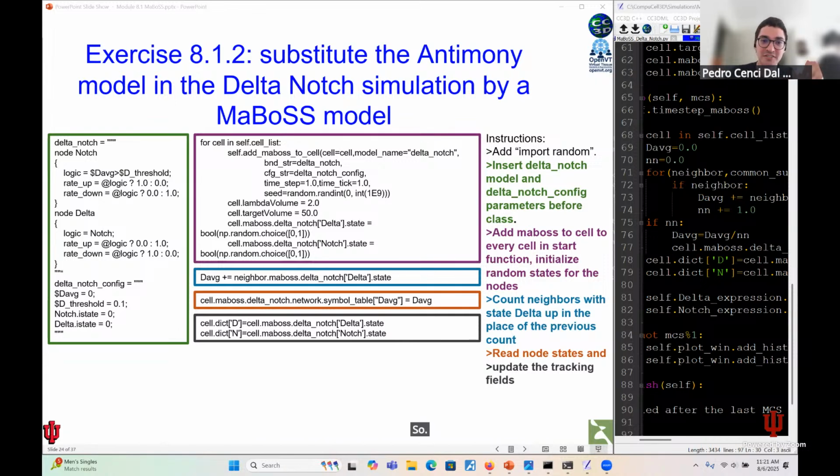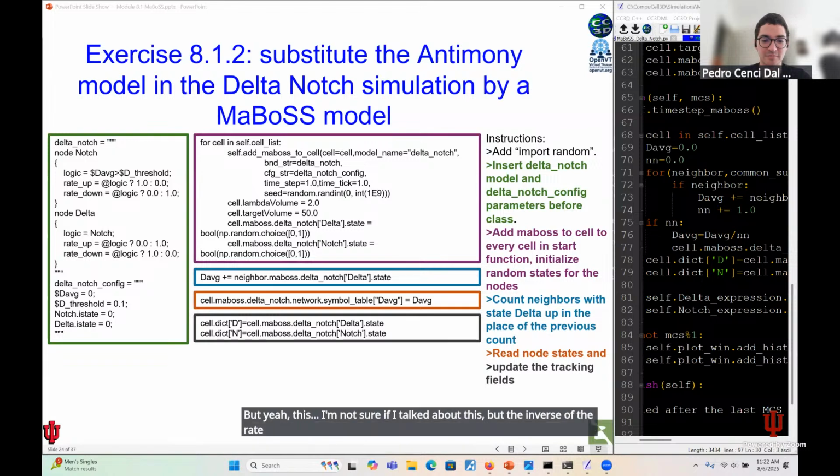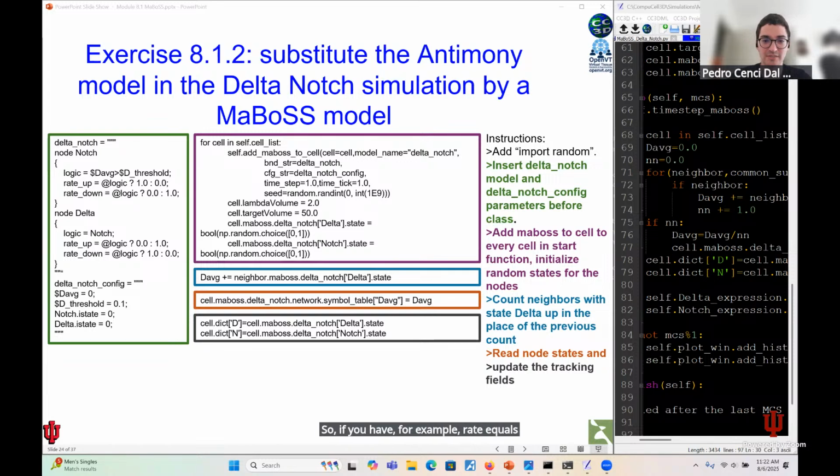So the inverse of the rate is the average time, and I have run a simulation proving that. It's all okay. But I'm not sure if I talked about this: the inverse of the rate is the typical time. So if you have, for example, rate equals 0.1 per step, so probability per step, then 1 over R is your typical time. So here your typical time will be 10 steps. This is on average, of course, because things are probabilistic.